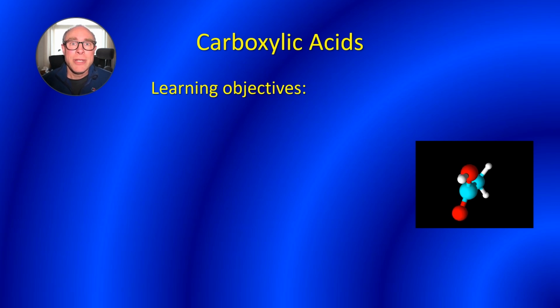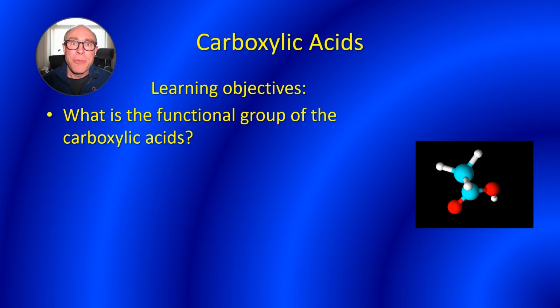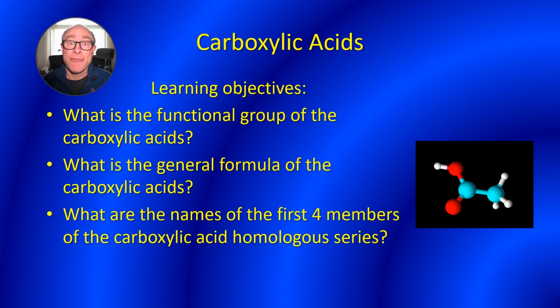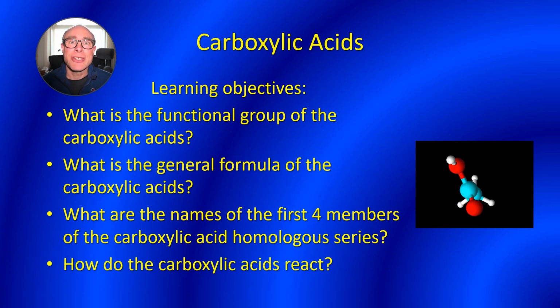In this video, we're going to consider the homologous series of the carboxylic acids. So we're going to look at the functional group for the carboxylic acids. We're going to look at the general formula and the first four members of the carboxylic acid series. And then finally, we're going to consider some of the reactions of the carboxylic acids.